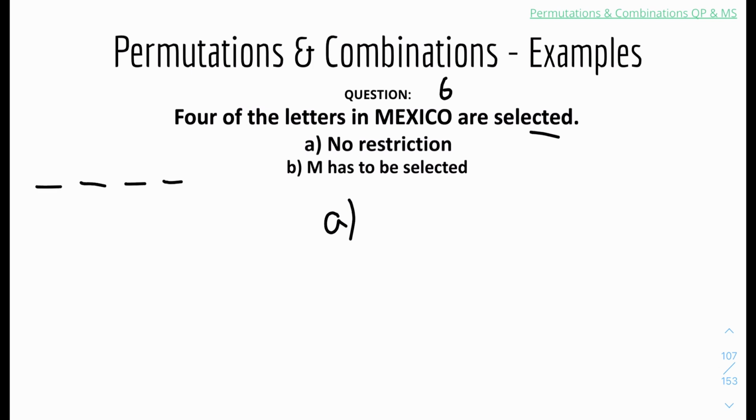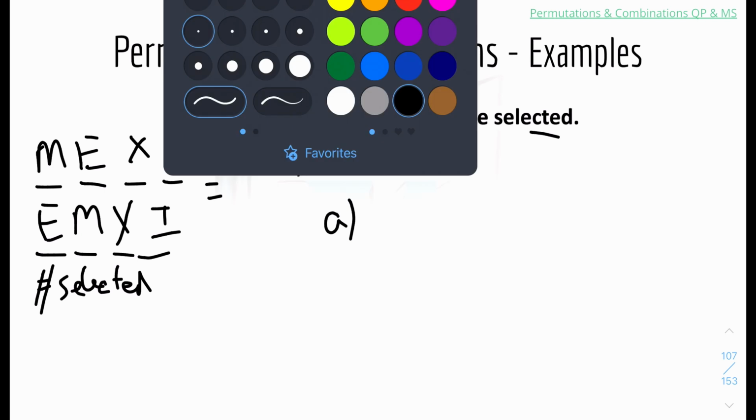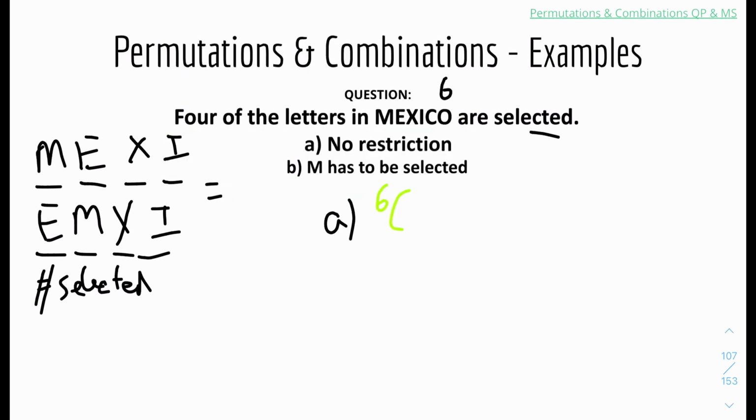If you were to select 4, would MEXI be the same as EMXI if you were to just select them so that you have the letters? It would be the same, because you will still have these 4 letters, whether you take them in the order of MEXI or in the order of EMXI. They don't have to be rearranged in a line in this case. It just has to be selected, and they're the same. So it will just be 6C4, which, if you put into a calculator, will be 15.